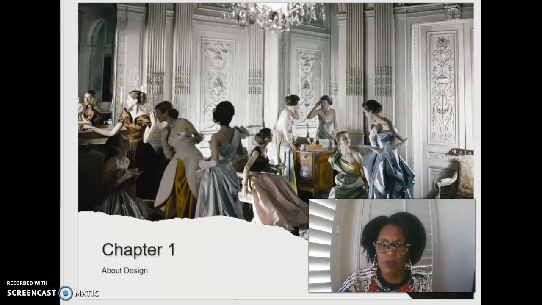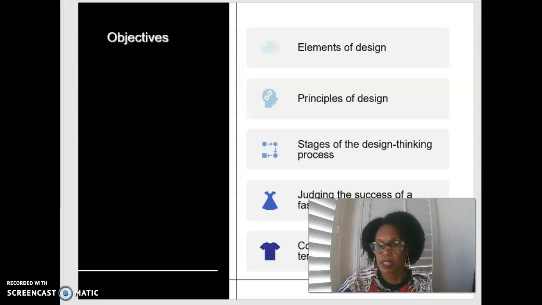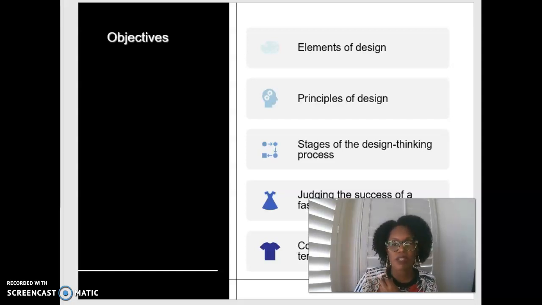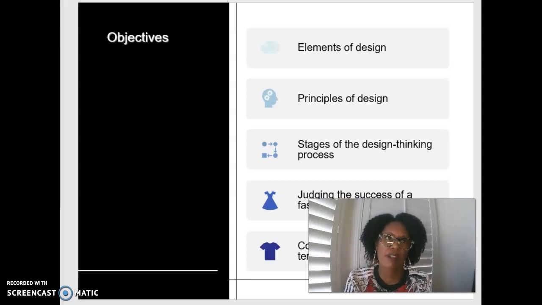So just to start, we're going to move on to some of the objectives again. So we'll talk about the elements of design. We'll talk about the principles, stages in the design thinking process, because there are steps that you go through. Judging the success of fashion design, and that can be different. It's design, fashion is personal, and what one person thinks is awesome, amazing, somebody else doesn't. So we'll just talk about the success. And success isn't always commercial success. It doesn't always translate into actual dollars and cents. And then we'll go through some common fashion industry terminology, just because we absolutely have to. So that's what we're going to be talking about in this first part of the lecture.